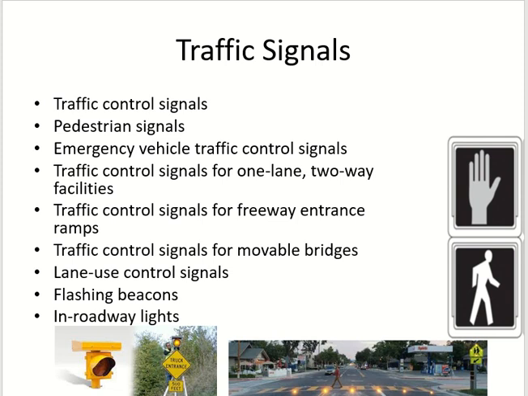Then we have traffic control signals for movable bridges. So you have a bridge which is low height on a river, and a ship has to pass. So they open the bridge and the bridge divides into two parts.